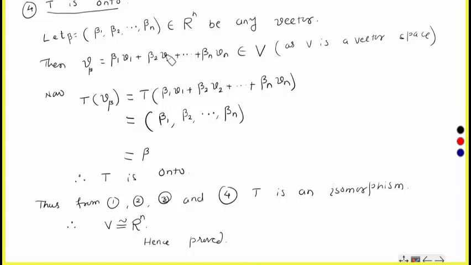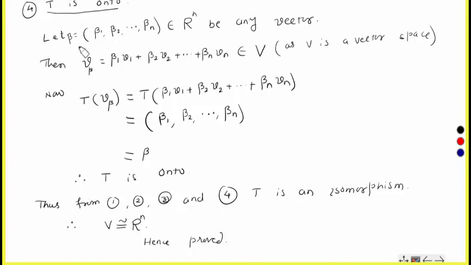See here, this linear combination belongs to V, and moreover T of phi beta is equal to T of beta 1 phi 1 plus beta 2 phi 2 plus and so on, beta n phi n, which is equal to beta 1, beta 2 and so on, beta n by definition of T. Just as we have defined T, this is equal to beta, the ordered n tuple beta 1, beta 2 and so on, beta n. Therefore T is onto.